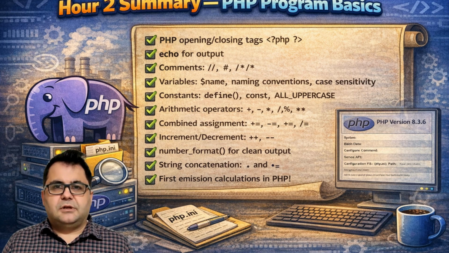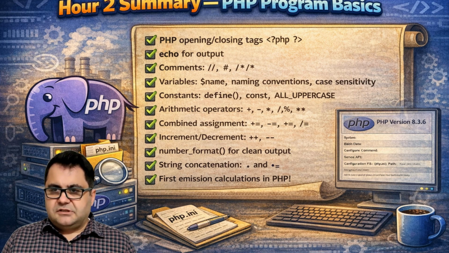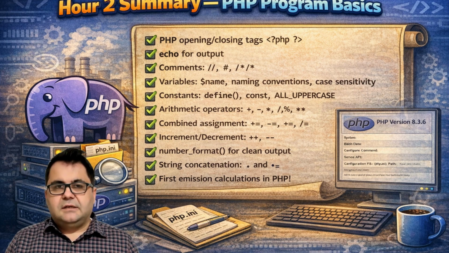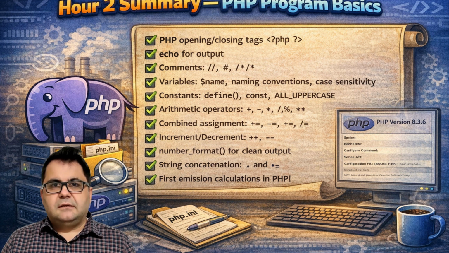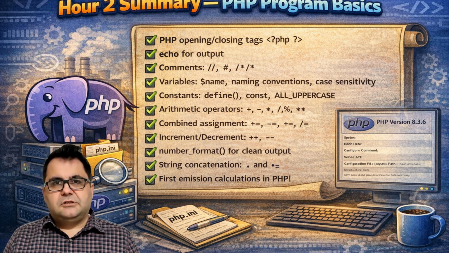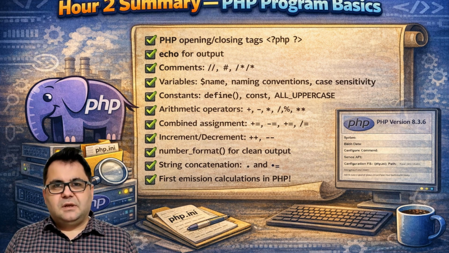Number 1, forgetting the semicolon. Every statement must end with a semicolon. Number 2, forgetting the dollar sign on variables. Number 3, using a single equal sign in conditions. This assigns instead of comparing. This is a classic bug that's hard to spot.